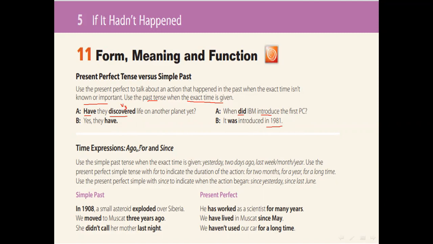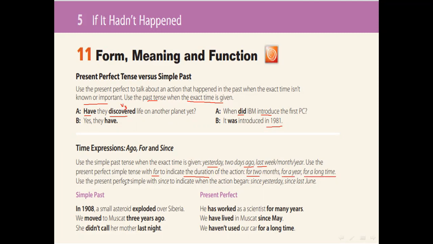Time expressions: ago, for, and since. Use a simple past tense when the exact time is given. For example, yesterday, 2 days ago, last week, or last month, or last year. But we use the present perfect simple tense with for to indicate the duration of the action. For example, for 2 months, or for a year, or for a long time.